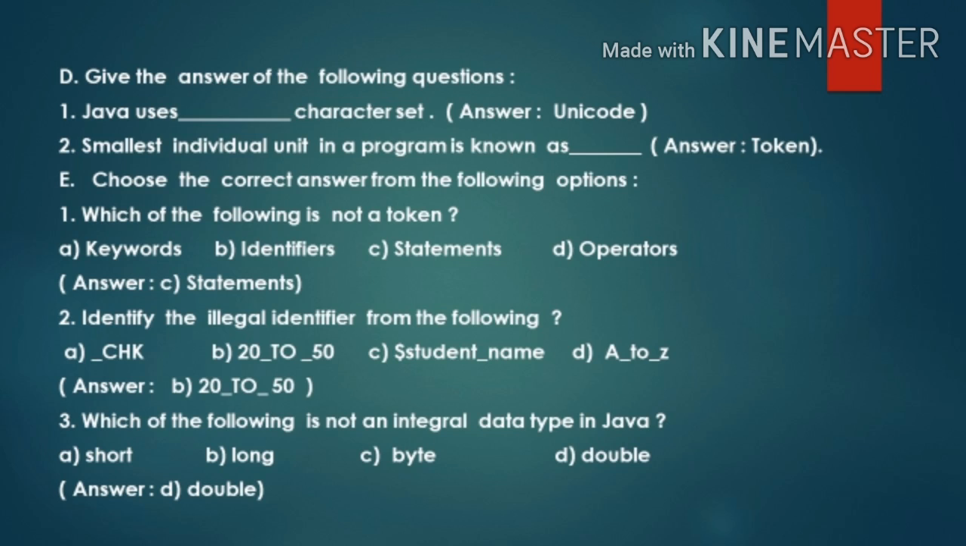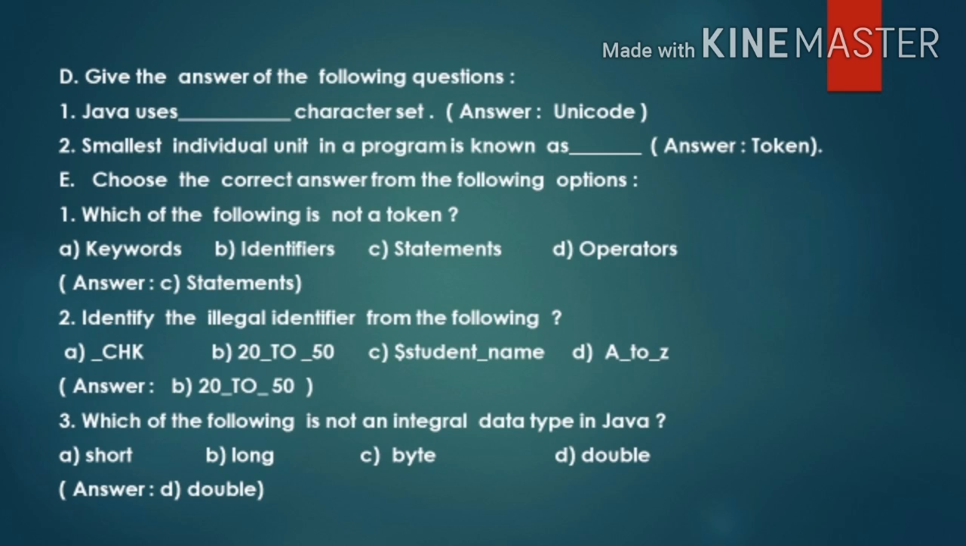Question E. Choose the correct answer from the following options. Question number 1. Which of the following is not a token? The options are A is keyword, B is identifiers, C is statements, D is operators. The correct answer is C, statements.